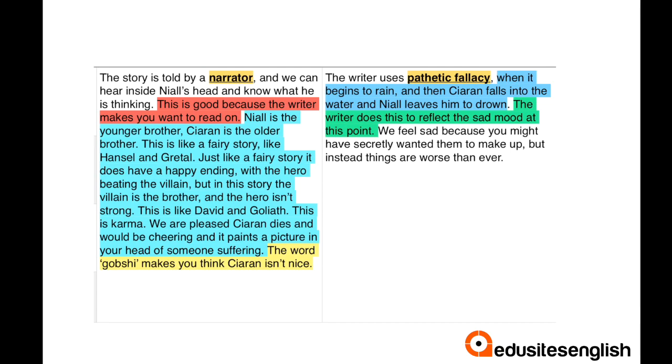In the second response, it might be shorter, but it's a lot better. The writer uses pathetic fallacy when it begins to rain and then Kieran falls into the water and Niall leaves him to drown. Well, that's a specific moment in the text, and yes, that is pathetic fallacy. The writer does this to reflect the sad mood at this point, and we feel sad because we might have secretly wanted them to make up. But they're talking about the effect of that structure, so they're on the right lines there. So for the first one, we'd give it 1, and for the second one, we would give it 3. Maybe a push, we might give that first one 2, but really they don't say anything much more than that. And the 3 is for the attempt. That's definitely a level 2, band 2 in the old money, but a level 2 response.